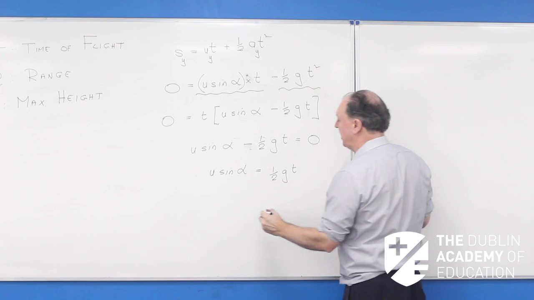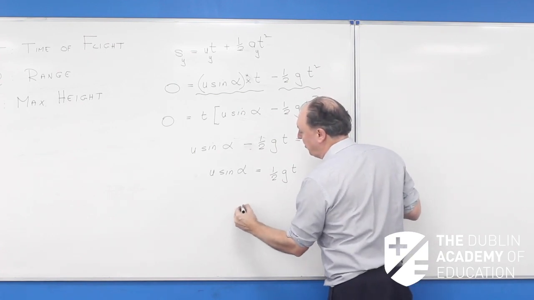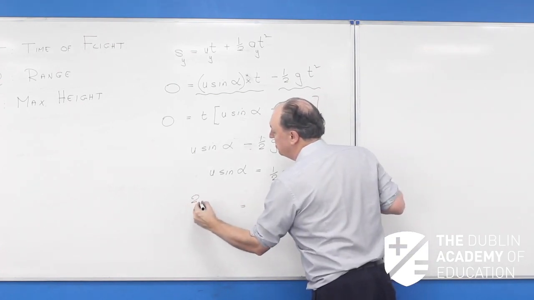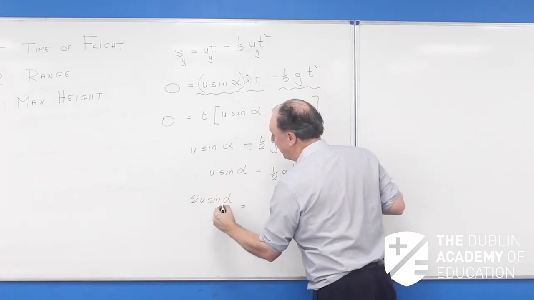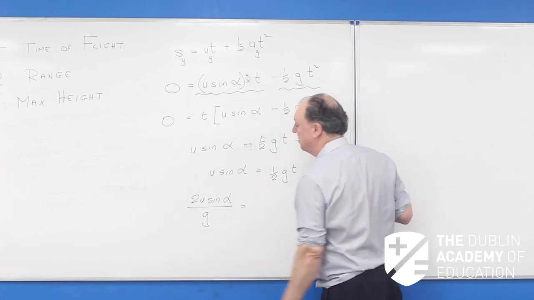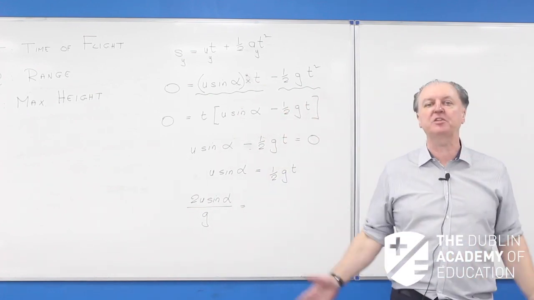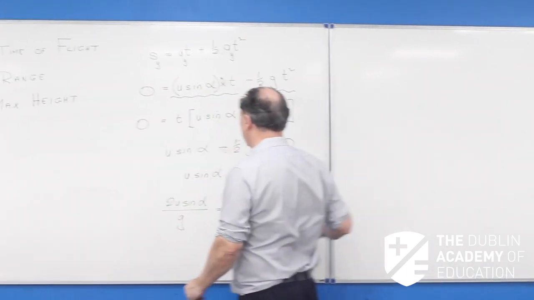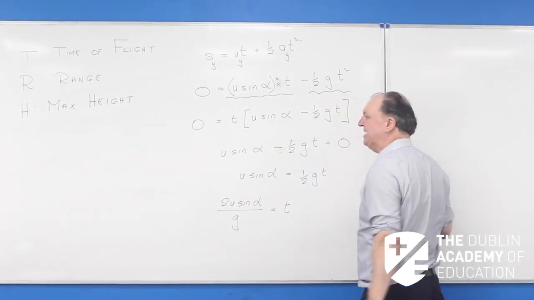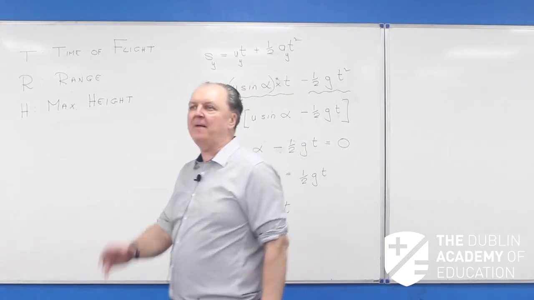Slide the 2 up and the g down. So I get the time is equal to 2u sine alpha divided by g. That's the time. That's a special time here. That time is called the time of flight, so I'm going to call that time capital T. So I can write down that formula.